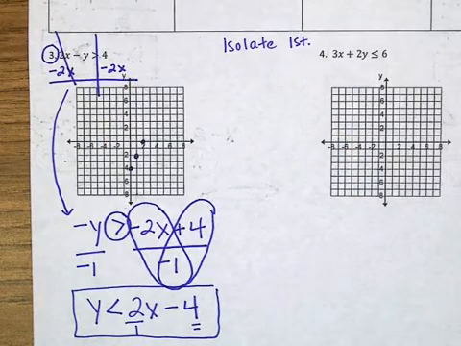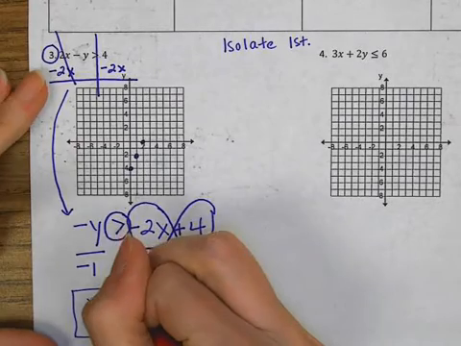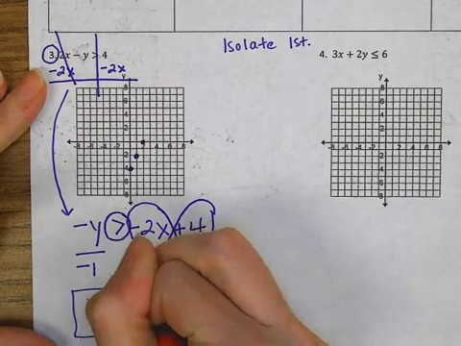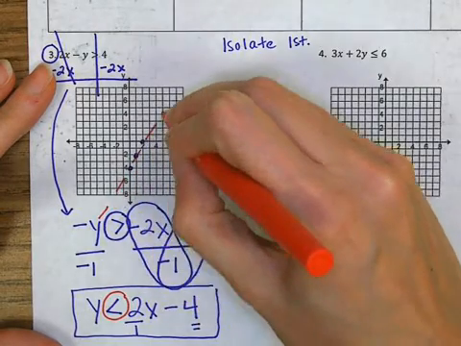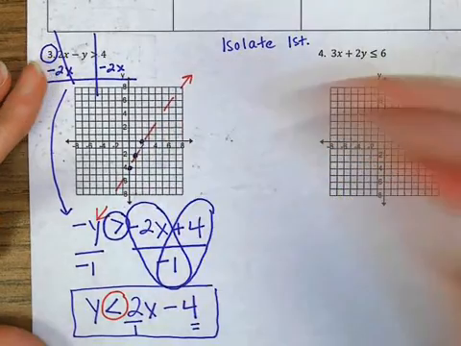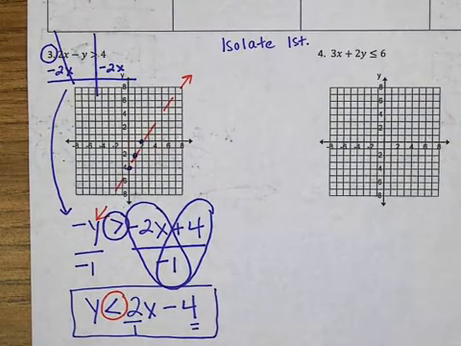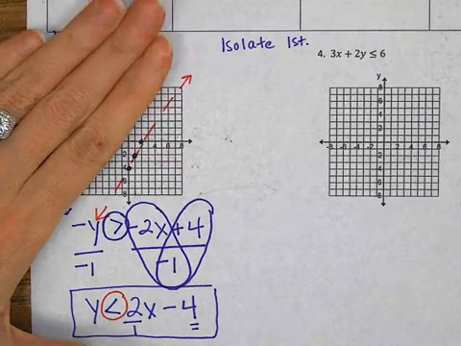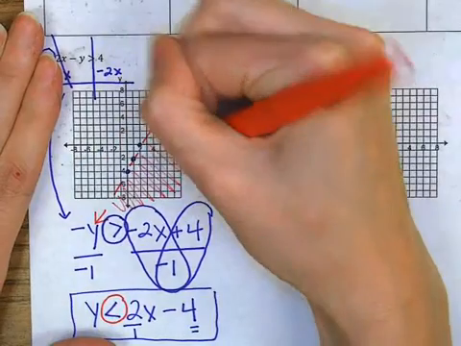Okay, now, dashed line or solid line. It says less than, strictly less than. So do not include it, do a dashed line or dotted. And then if it's less than, that means below. So here's above, here's below. So we're going to shade everything below.